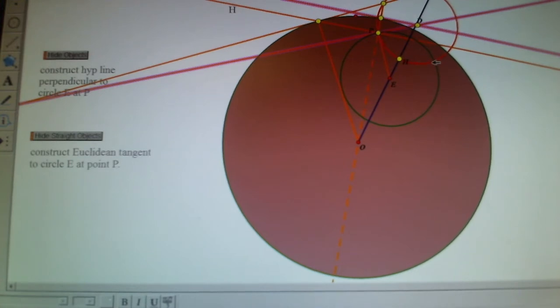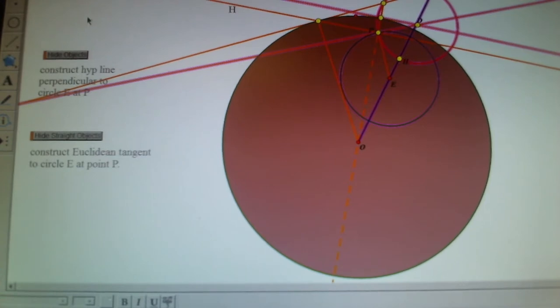So as Euclidean objects, these two circles are orthogonal. As hyperbolic objects, I have a hyperbolic circle perpendicular to a hyperbolic line, which means this red guy must contain the hyperbolic center. But this straight guy is also a hyperbolic line, and it's a hyperbolic line perpendicular to this green circle. So it must contain the hyperbolic center. So the intersection of the straight with the curvy gives me the hyperbolic center.